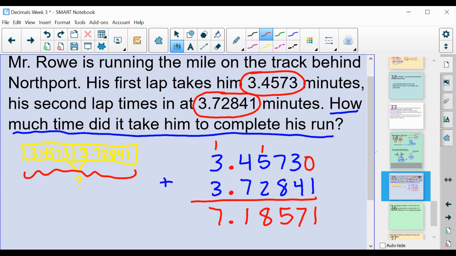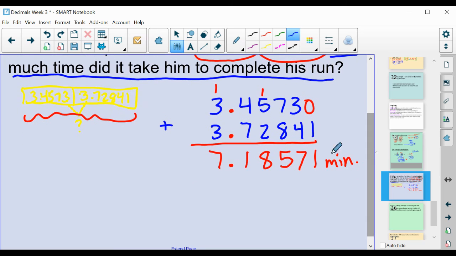Okay, and then lastly, one thing we want to do is put a label on this. So we're looking for minutes. So I'm going to write on here minutes. I'm going to abbreviate it. Okay, now, next step for us to do. So here's our answer. We're like, yep, we're done.